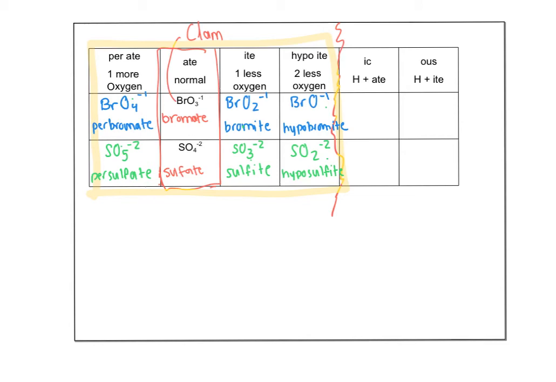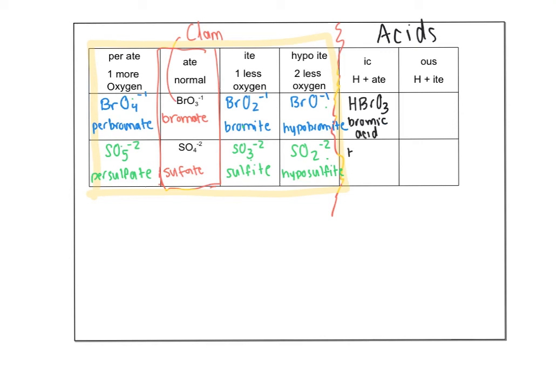Okay, one last piece. This is not really with polyatomics, this is for acids. So if I bond a hydrogen with the ATE polyatomic, so in this case it would be HBrO3. I only need 1 hydrogen because the bromate is a -1 charge. The name of this acid gets an ic. So this would be bromic acid.